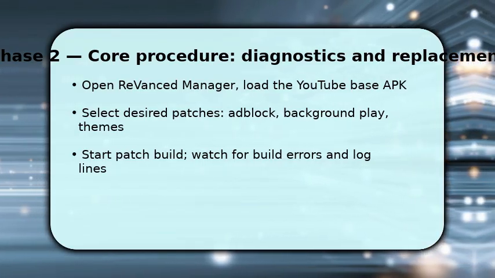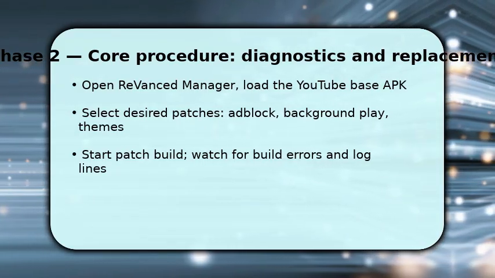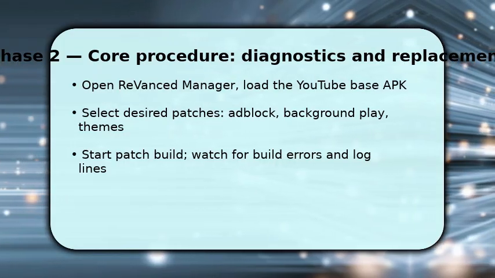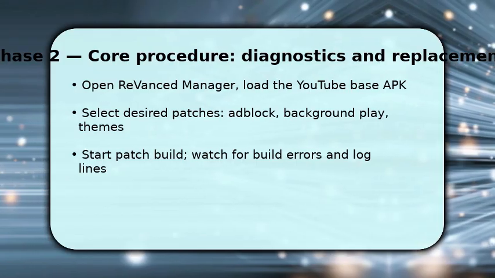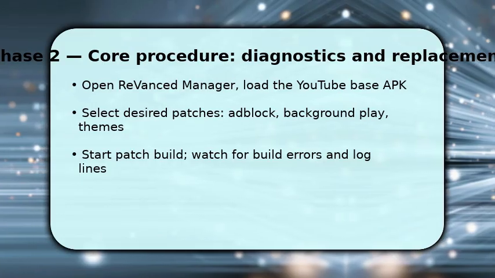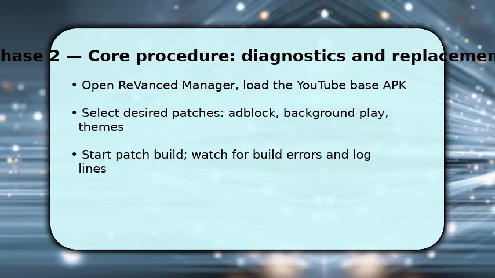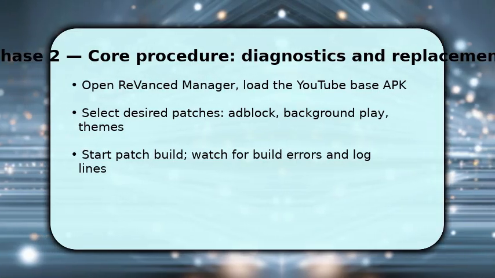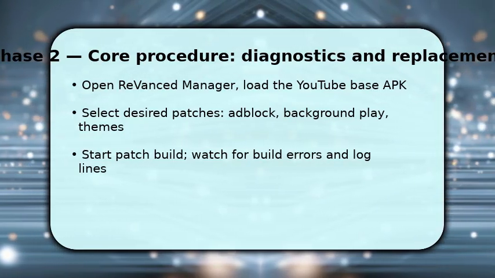Then pick only the patches you need: Adblock, Background Play, PiP, or Theme, because incompatible combinations can break the build. Once you select patches, tap Build and wait. The manager compiles a patched APK and shows log lines so you can spot issues. If a patch fails, deselect it and rebuild. This isolates conflicts and speeds troubleshooting.